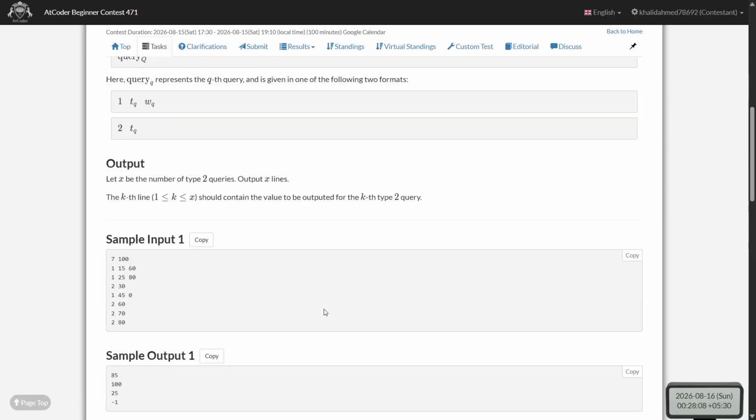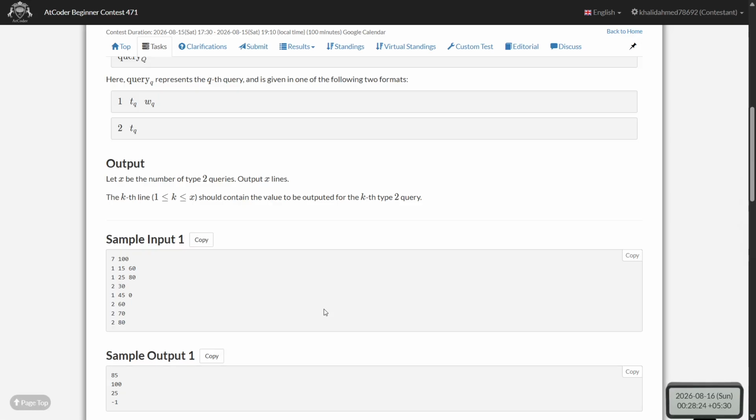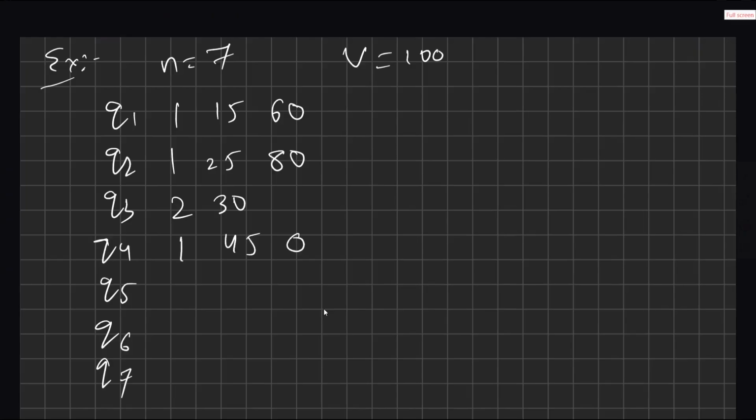And you will definitely come to know how we are solving this. We have 7 queries, the maximum volt is 100, and the queries are: 1, 15, 60; 1, 25, 80; 2, 30; 1, 45, 0; then 2, 60; 2, 70; and then 2, 80.